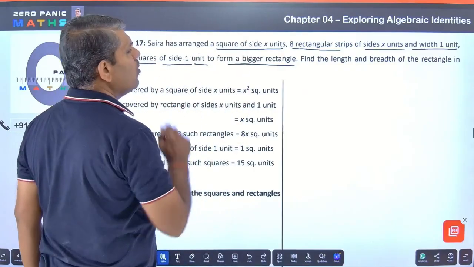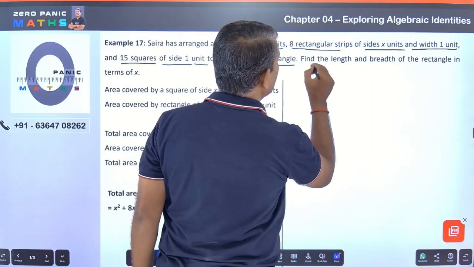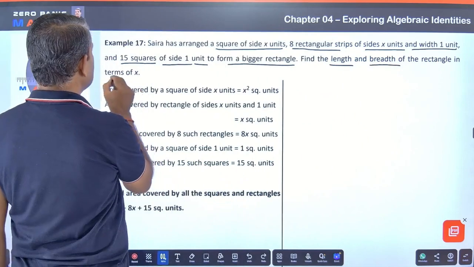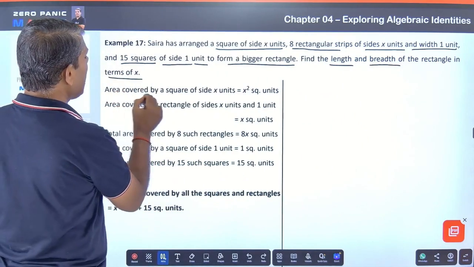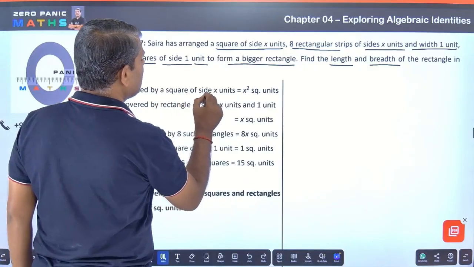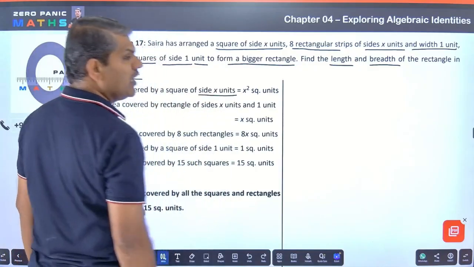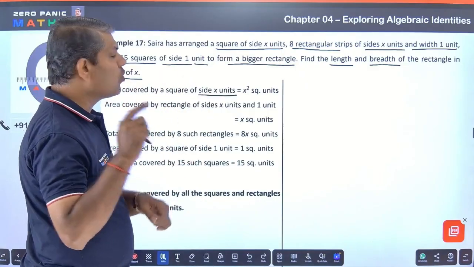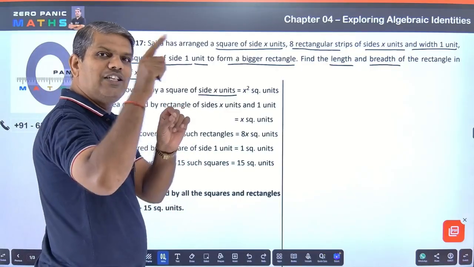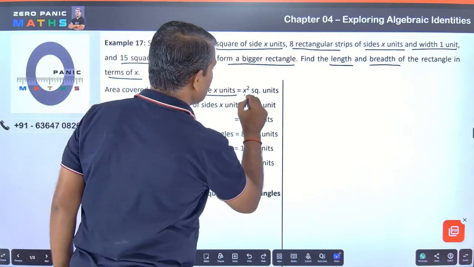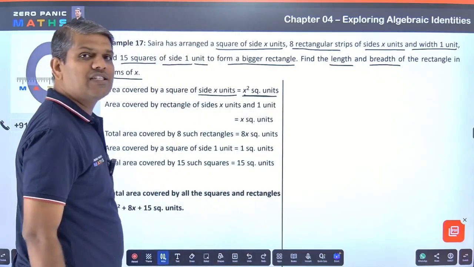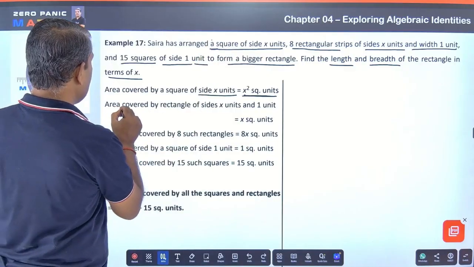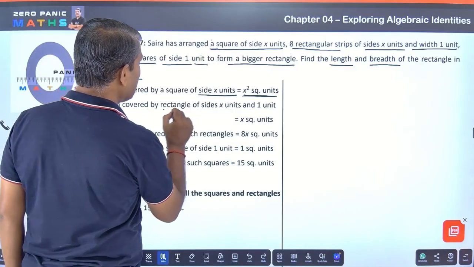Now what is the problem? Find the length and breadth of the rectangle in terms of x. Now, area covered by a square of side x units. If there is a square of side x units, what is the area? It is x into x, so the first thing is x square units. And how many such squares are there? There is only one.